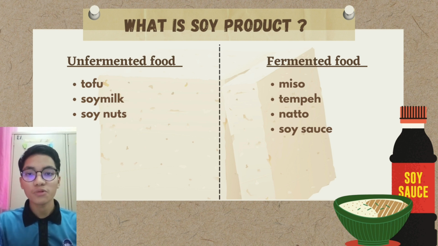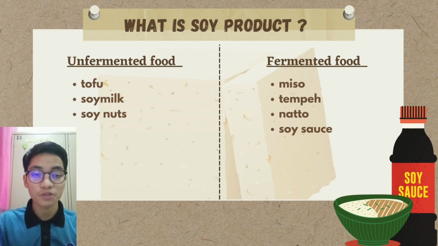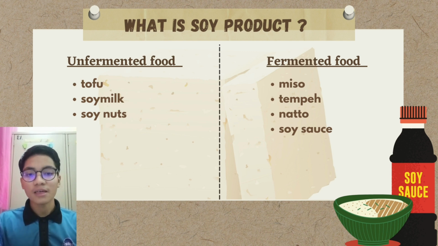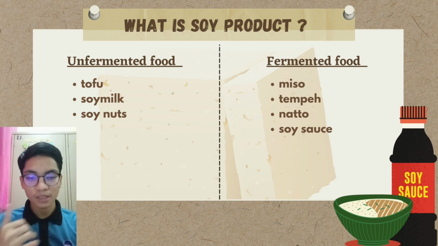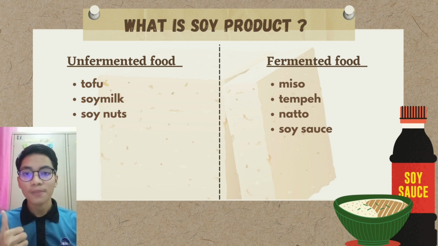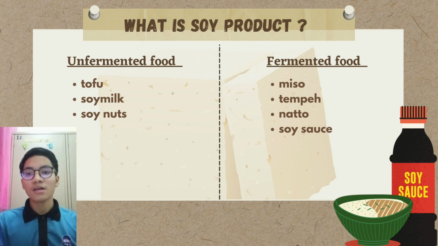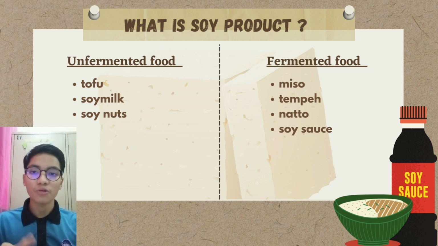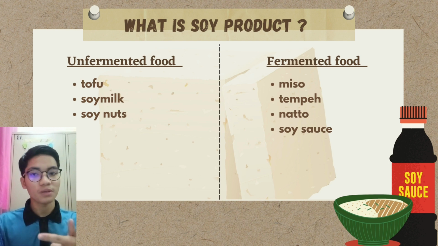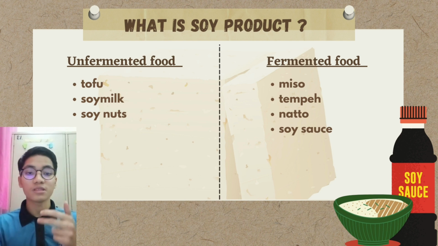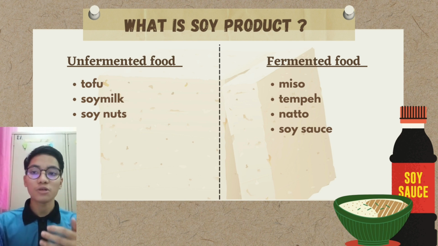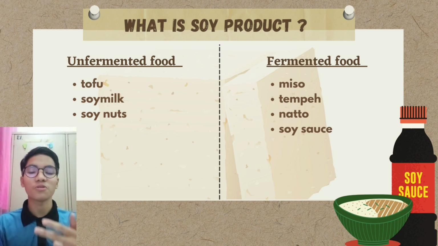There are many kinds of food that have been produced from soybean, and we can divide soybean products into 2, which is unfermented food product and fermented food product. For example, unfermented food products include tofu, soy meat and soy nut, while fermented soy products include miso, tempeh, natto and soy sauce.